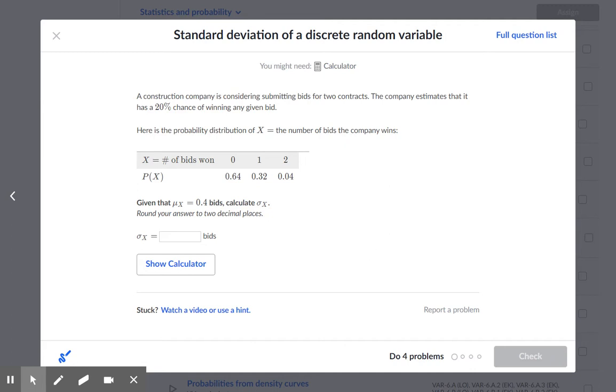Given that mu X, the mean, the expected value is 0.4, they ask you to calculate sigma X. This sigma X is the standard deviation. And this has a formula, and it looks very, very uncomfortable.